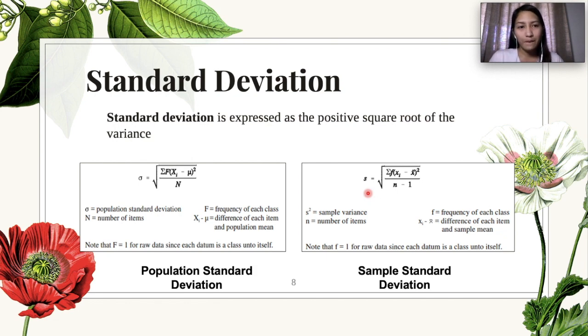Okay? So the first thing that you have to get if you want to get the variance and standard deviation is first the mean, tapos lahat ng items ima-minus mo, ma-minusan mo siya ng mean, tapos square mo siya, and then ipag-add mo lahat ng nakuha mo na data, and then i-divide mo na siya sa n or n minus 1.